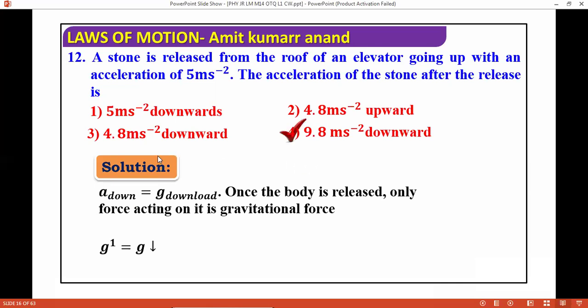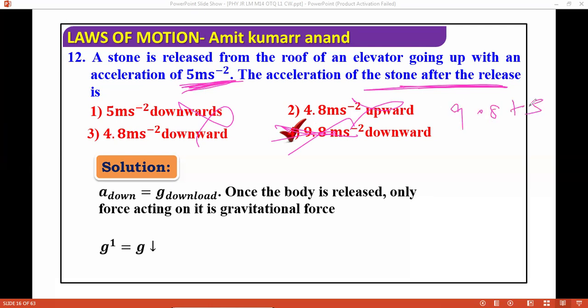So correct this option. This is wrong. This is wrong because a stone is released from the roof of an elevator going up with an acceleration of 5 meters per second square. The acceleration of the stone after the release is, so it will come 9.8 plus 5, because pseudo force will come into the picture. So it will come 14.8 meters per second square. So we'll do the correction over here, because with accelerations you have to assume the pseudo force.